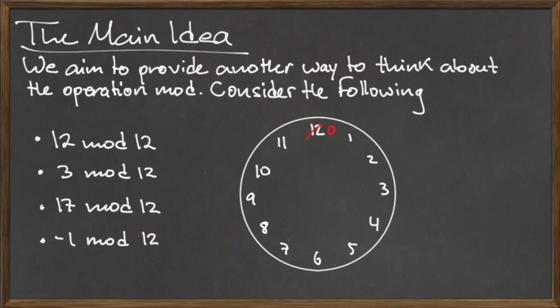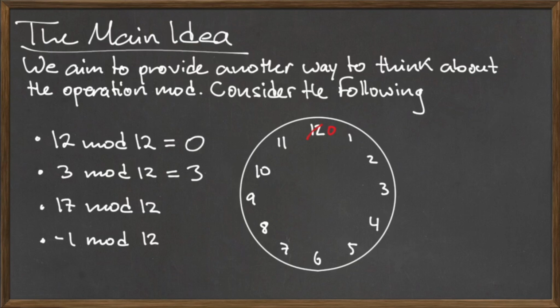Using 0 as our starting point, to compute 12 mod 12, we move to the right or clockwise 12 times, since 12 is positive. After we move clockwise 12 times, we will end back at 0, which tells us that 12 mod 12 is equal to 0. To compute 3 mod 12, we can do the same thing. Starting at 0, we can move to the right or clockwise 3 times, since 3 is positive. If we do so, we arrive at 3, which tells us that 3 mod 12 is equal to 3.